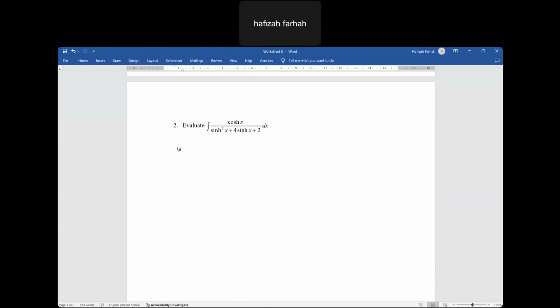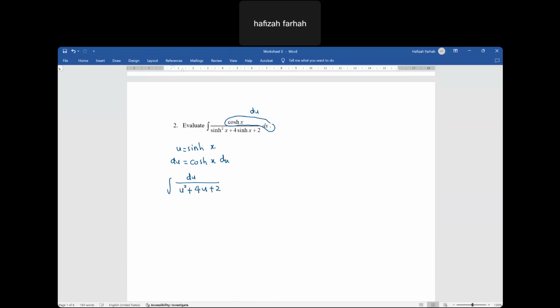Okay, so if we let u equals sinh x, you will get du equals cosh x dx, where you can represent this as your du. So now your integration becomes du over, so your sinh squared is u squared, plus 4u plus 2.